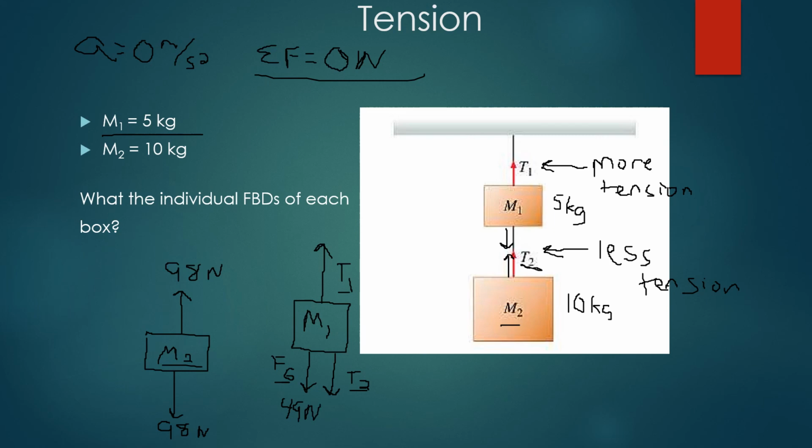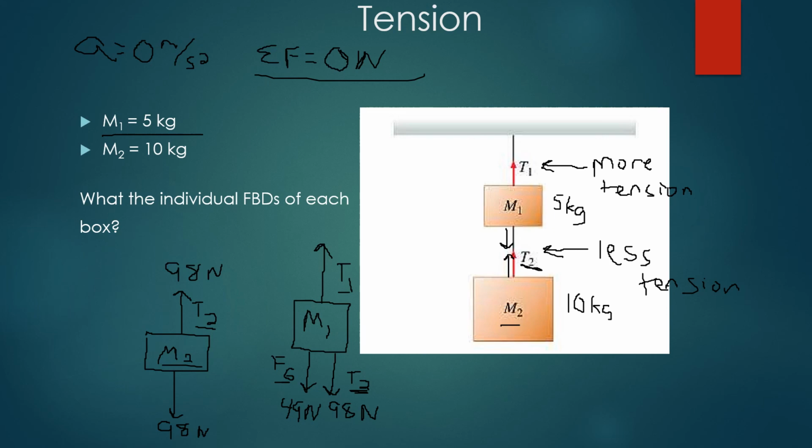T2, we already solved for T2. T2 was going to be the same thing. So what we're saying is, if this is 98 going up, then it's also going to be 98 going down. It's the same force. It's just pulling in equal and opposite directions. That's the essence of tension. It pulls the same amount in equal and opposite directions. So because the T2 is pulling up on the M2 with 98, the T2 has to be pulling down on the M1 with 98.